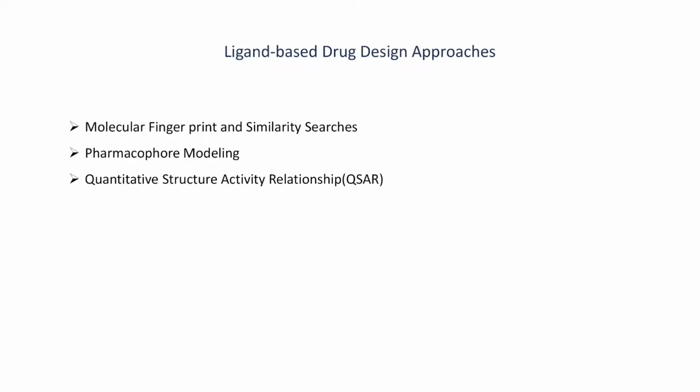So, coming to the methods that are available in ligand-based drug discovery, there are three different methods. The first method is molecular fingerprint and similarity search, the second method is quantitative structure activity relationship, and the third method is pharmacophore modeling.